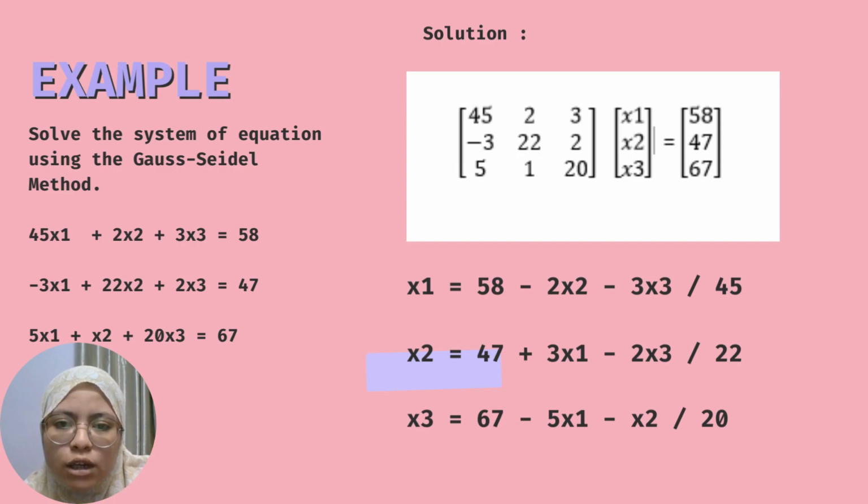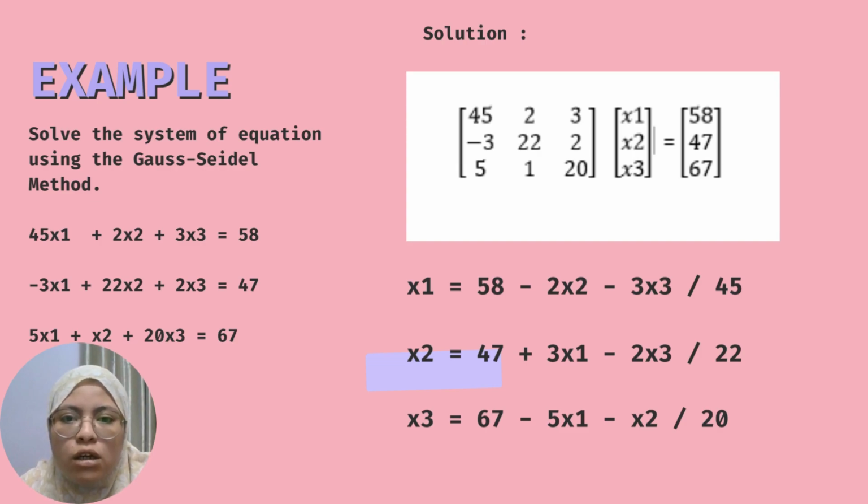Here we have x1 equal to 58 minus 2x2 minus 3x3 divided by 47. For x2, we will get x2 equal to 47 plus 3x1 minus 2x3 divided by 22, and for x3 it is equal to 67 minus 5x1 minus x2 divided by 20. Along the calculation, we will use S1, S2, and S3. So we can put in the values until the end of the iteration.